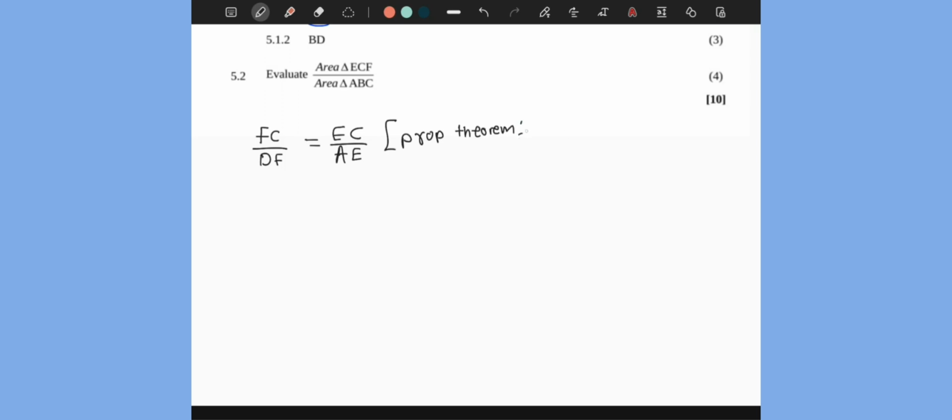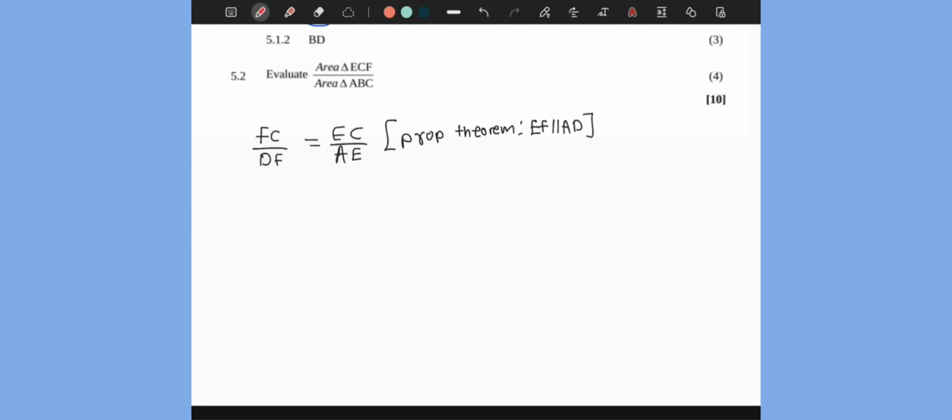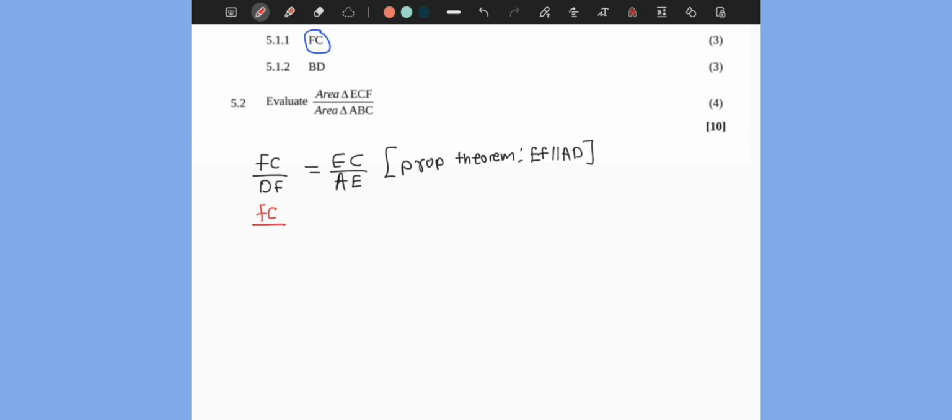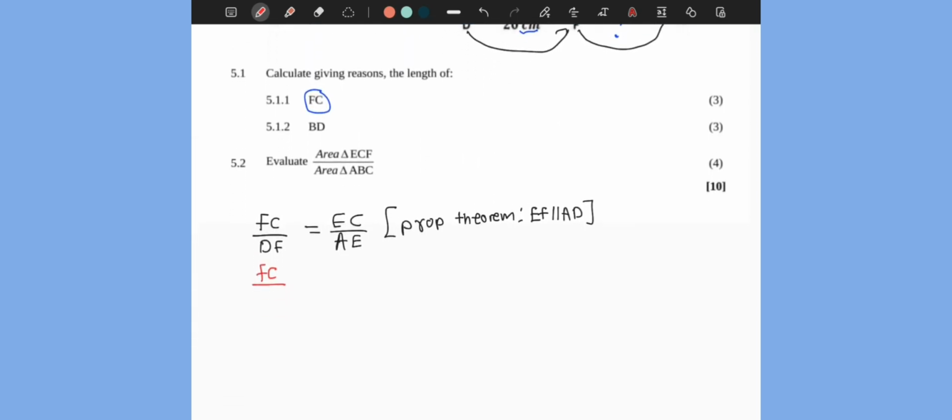Also emphasize the point that EF is parallel to AD. Once I'm done doing that, I'm going to replace now the letters. FC is the one that I'm looking for, so I will just write it in terms of this FC, the way it is. DF is 20 centimeters.